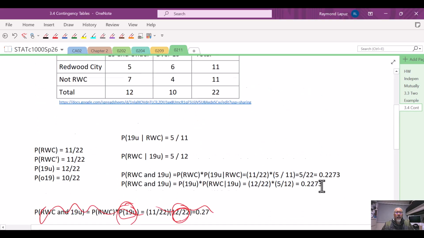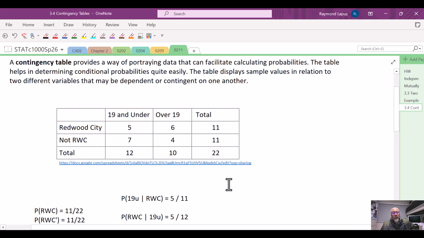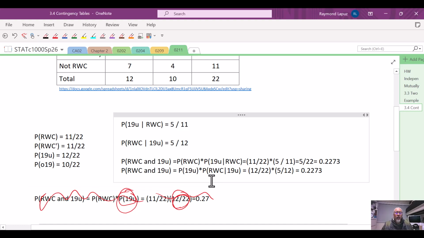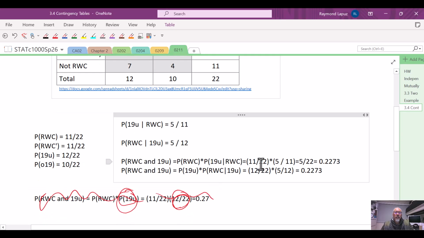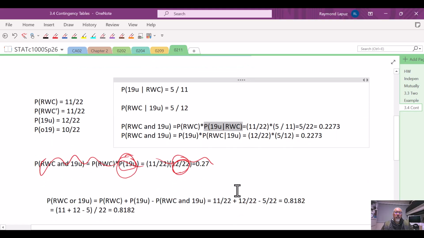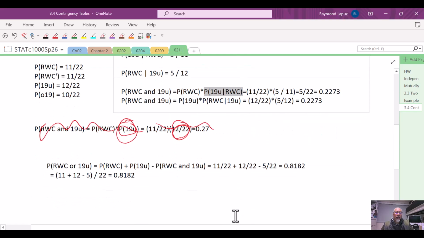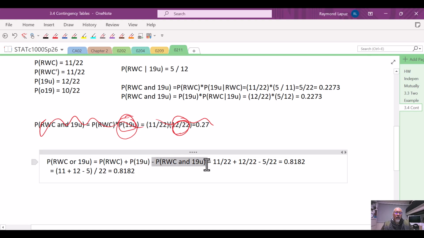Okay, so I hope that helps dealing with the contingency table. And I do want to make a point that for the contingency table, if there are non-zero values in the body of the table, then the events are not independent. So they're both going to be dependent and not mutually exclusive. So the conditional probability will always come into play when doing the multiplication rule. And then you're always going to have to subtract out an AND because you're going to eventually count something twice.